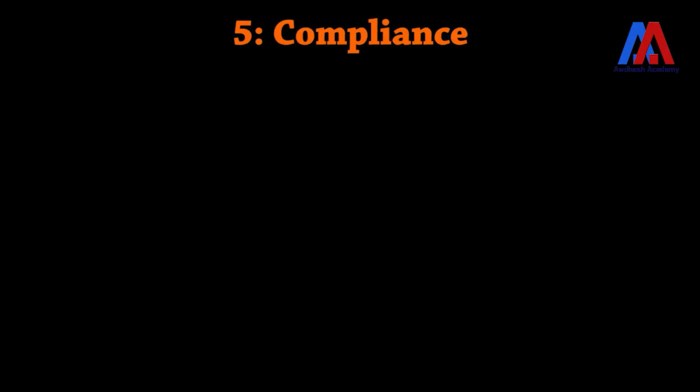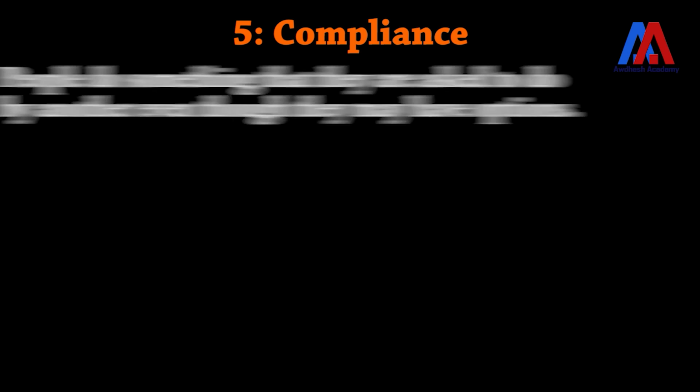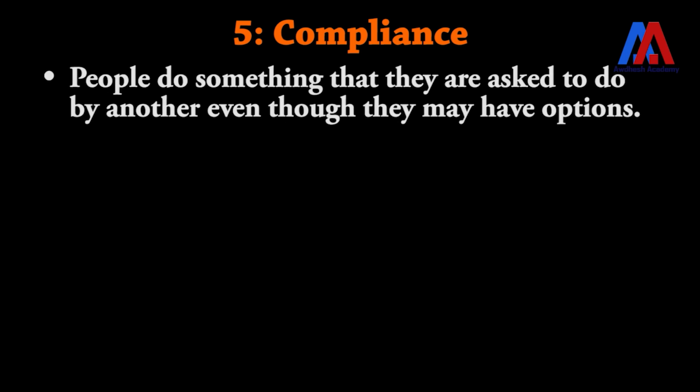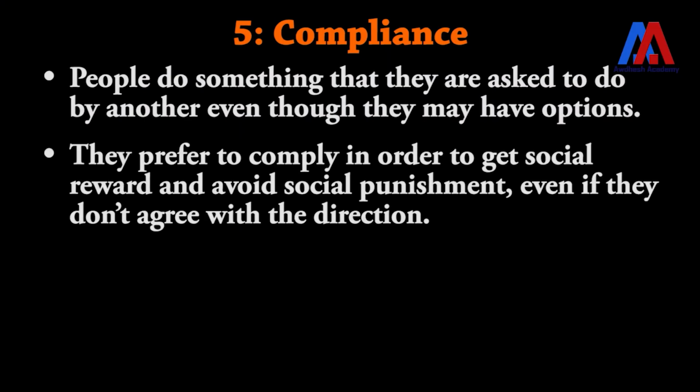The fifth type of social influence is called compliance. People do something that they are asked to do by another even though they may have options. So in the behavior of compliance, you have multiple options to do something, but still if somebody asks you to do something, you do it because it is beneficial to you. This type of compliance is done because you want to get some rewards or you want to avoid some social punishment, and even though you may not be convinced, you think, okay, let me do it because it will be beneficial to me.